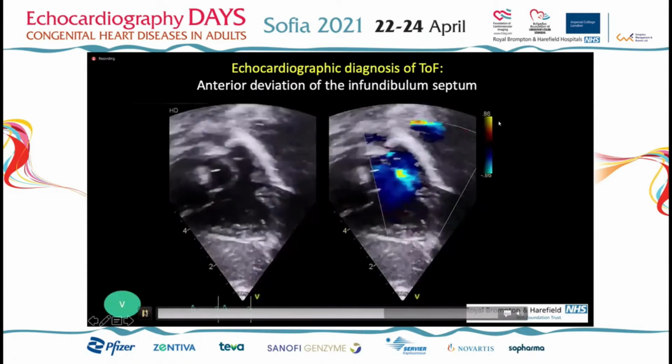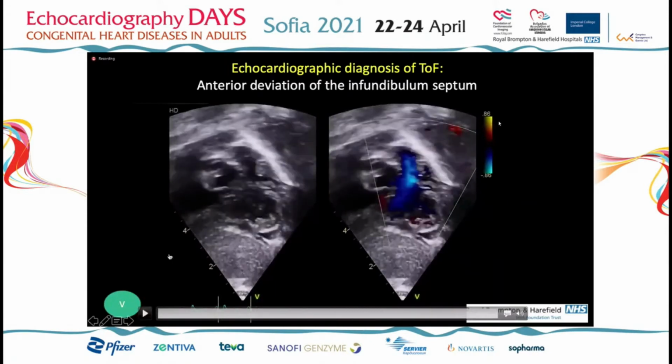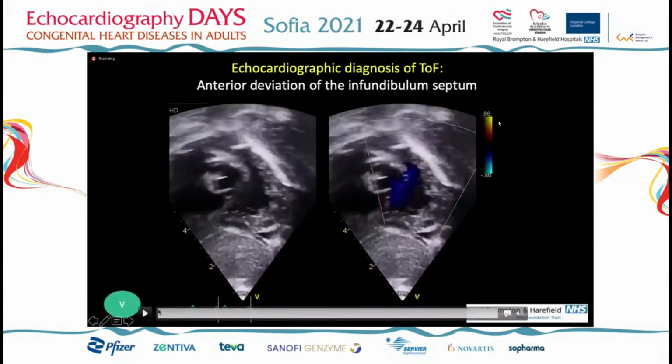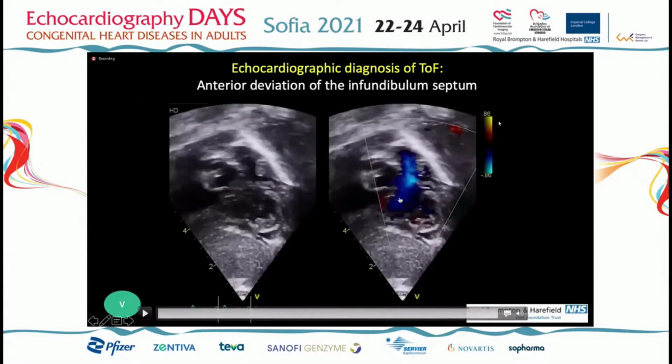And if we put color Doppler, we can see the same image. So basically this subcostal anterior oblique view demonstrating bidirectional shunt across the VSD, and also acceleration of flow that starts in color Doppler at a subvalvular level. So in the infundibulum, we can already see acceleration of flow suggesting a stenosis.